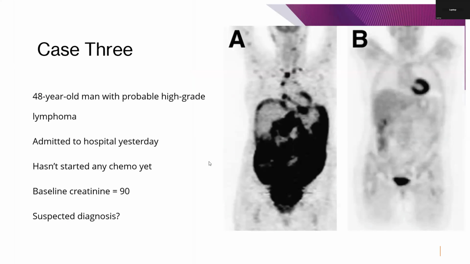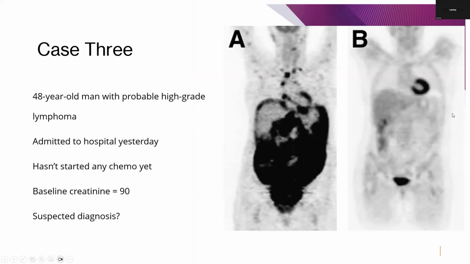And this was a 48-year-old man with probable high-grade lymphoma. You go through the notes and you realize he was admitted to hospital yesterday evening, a few hours ago, and these are just his bloods coming back for the day. He hasn't started any chemo yet, and his normal creatinine from a few months ago was 90.